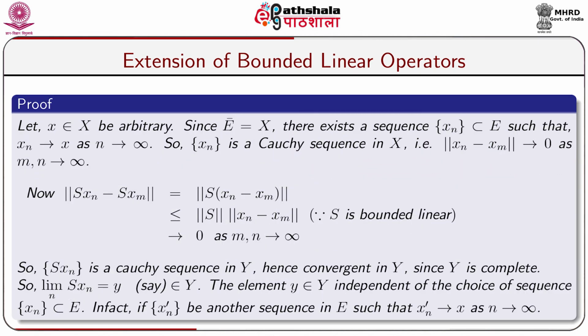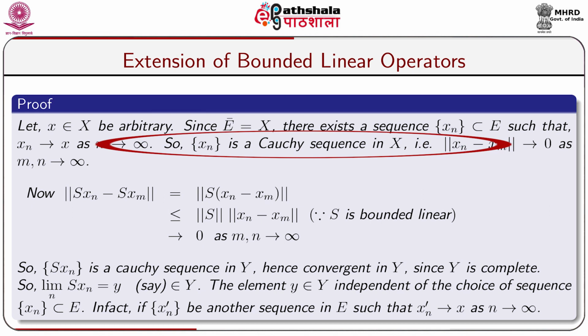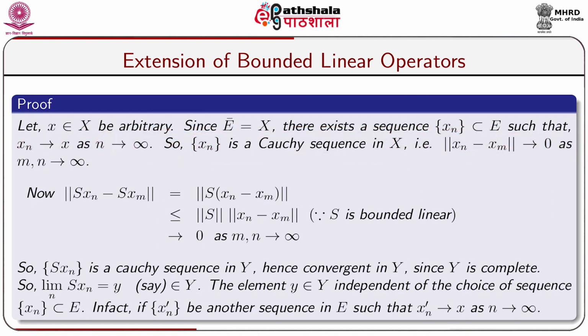The proof goes below. Let x belonging to X be arbitrary. Since the closure of E equals X, there exists a sequence of elements xn belonging to E such that xn goes to x as n tends to infinity. So, the sequence xn is a Cauchy sequence in X. That means norm of xn minus xm tends to 0 as n, m tend to infinity.